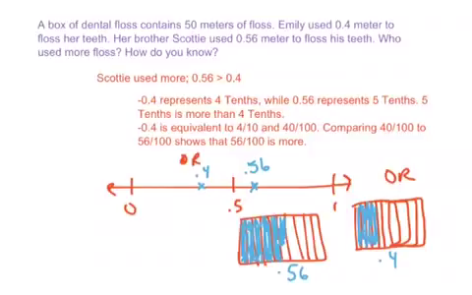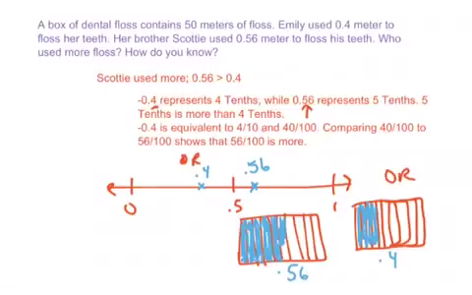I hope that you got that Scotty used more. 56 hundredths is greater than 4/10. Here are some of the ways you could have answered that and shown your work. You could have said 4/10 represents 4/10, while 56 hundredths represents 5/10, because this first column is the tenths. So there's a 5 in the tenths versus the 4 in the tenths here. And 5/10 is more than 4/10.